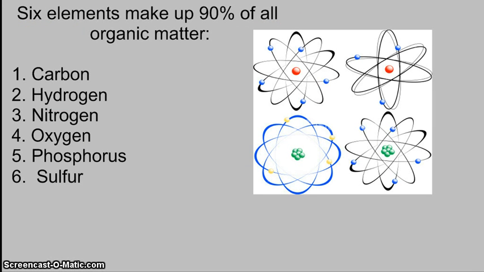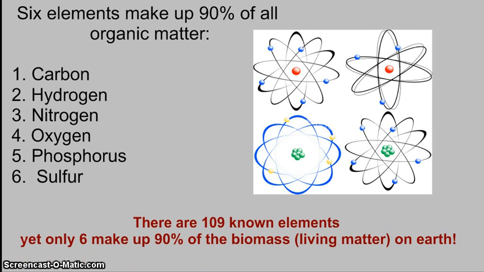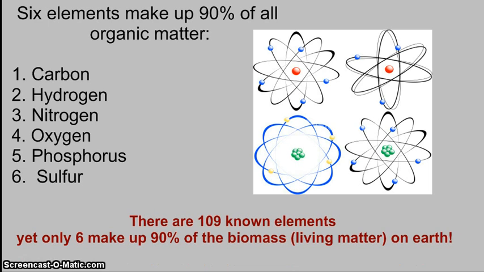When we take a look at organic matter, 90% of all organic matter is going to be made up of 6 elements. Carbon, which is what organic matter is referred to, hydrogen, nitrogen, oxygen, phosphorus, and sulfur. Although not all organic matter has all of them. So you can see that we have 109 known elements, yet of all the living stuff, we only use 6 to make 90% of all the biomass, or the living matter, on Earth.